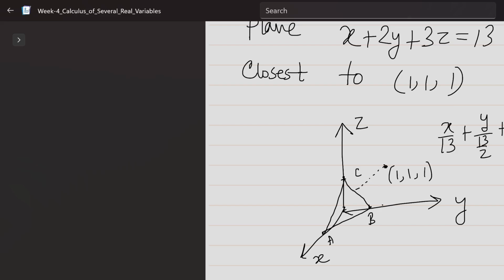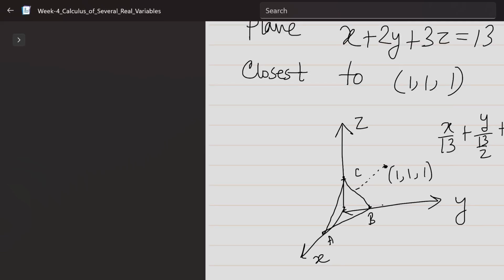And next, find the intersection of the plane and the line that is formed.